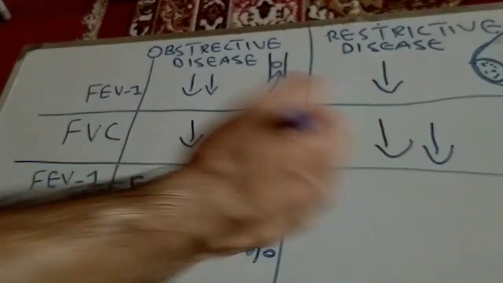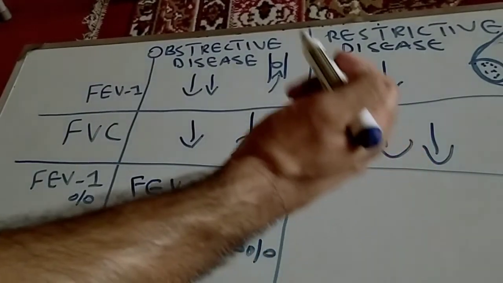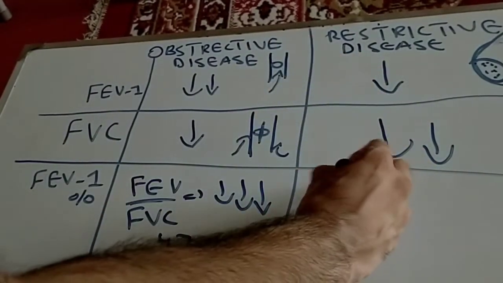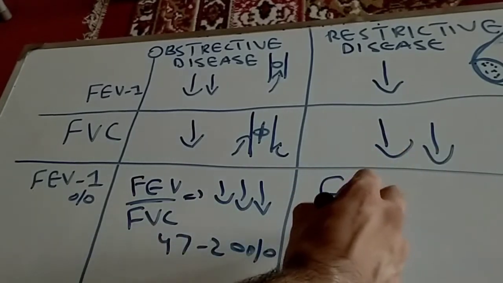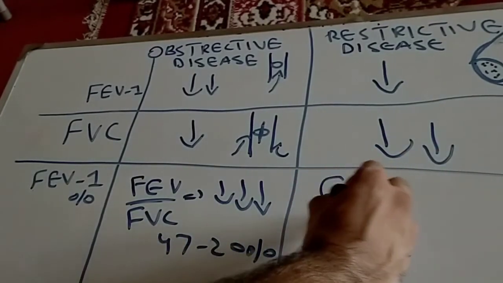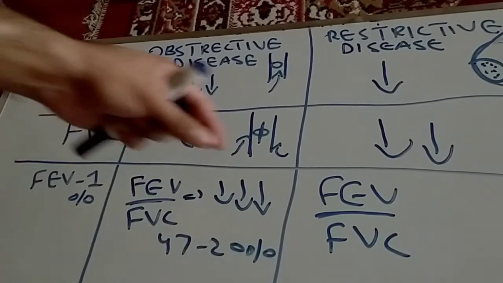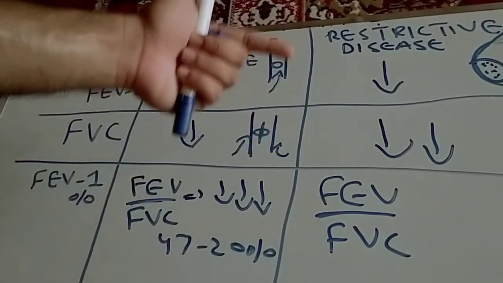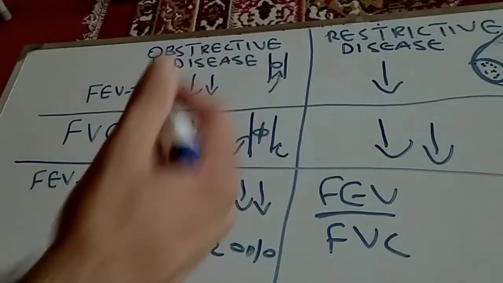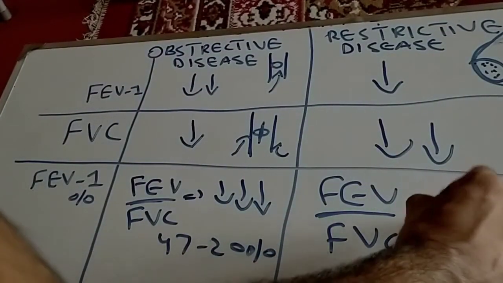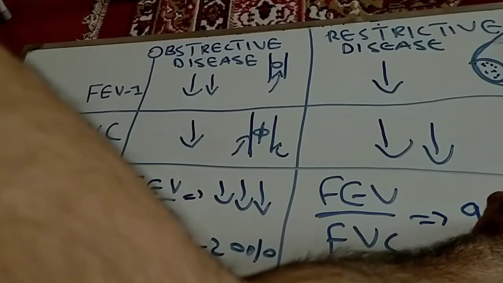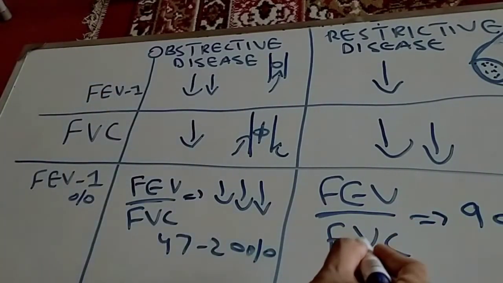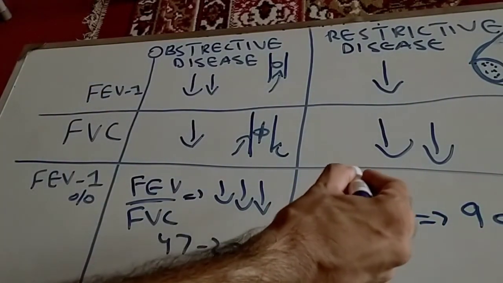And if we talk about restrictive disease, we put this formula, FEV by FVC. You can see that the value of the denominator is small and the value of the numerator is large in restrictive disease. So that's why the value would be greater. Why would the value be greater? Because the denominator is small and the numerator value is large.